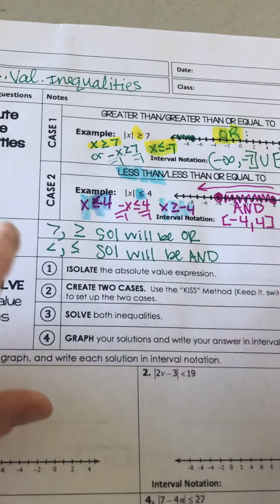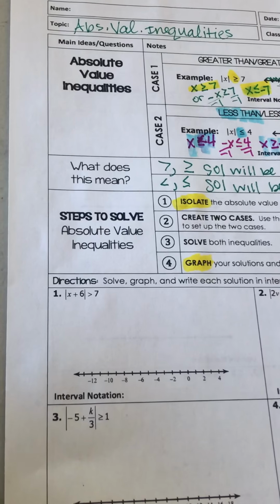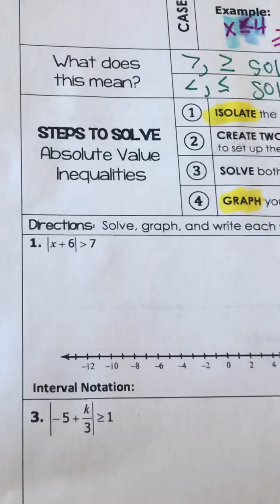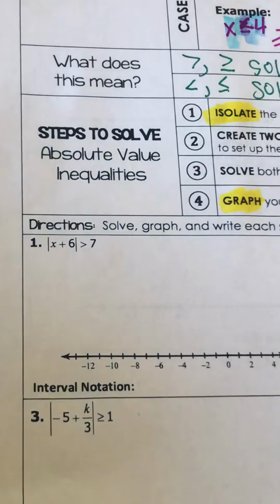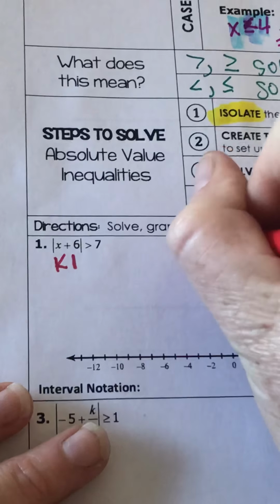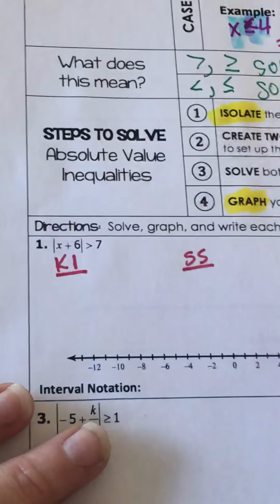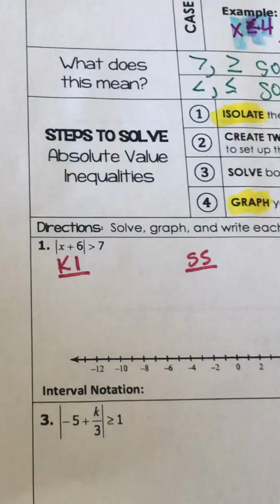Okay, let's do a couple of these. So number one, our step one is to isolate the absolute value. It is isolated, it's all by itself, so we can do our KISS method, okay? So we're gonna keep it, switch, switch. All right, so this x plus 6 is not gonna change. That's still there. So we have x plus 6, and when we keep it, we keep exactly the same, greater than 7.